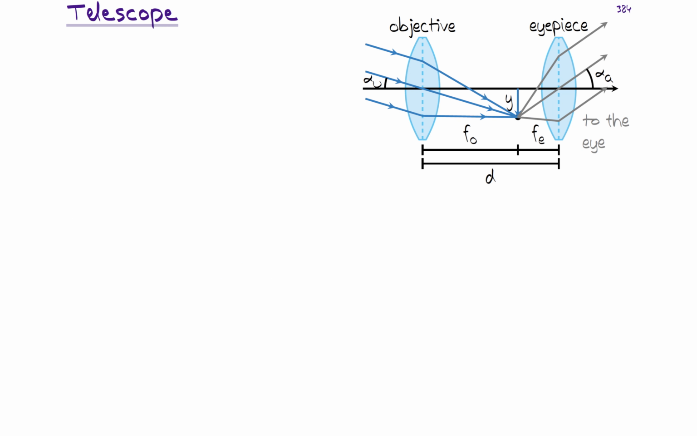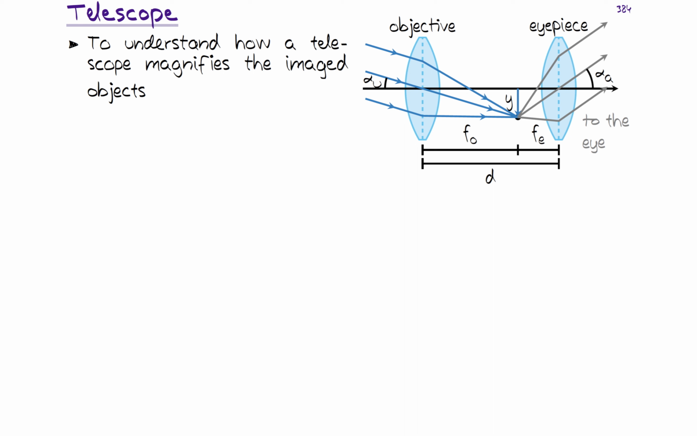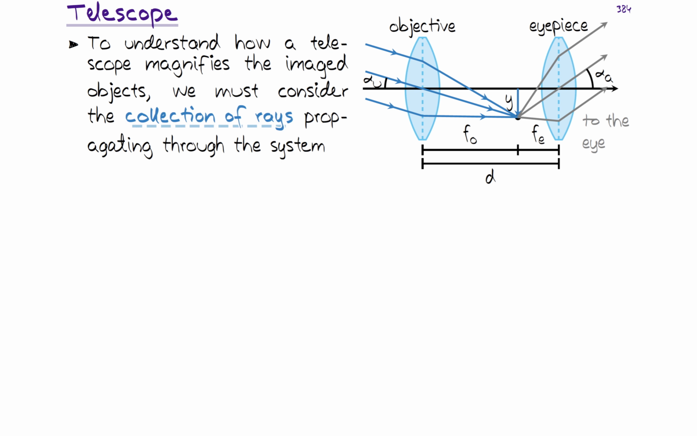Now, let's look next at how we can understand how much a telescope actually magnifies my distant object. So let's look at a collection of rays in a similar way as we did with the magnifying glasses, and understand the magnification of my system. So let's consider a collection of rays as shown in the figure, a bundle of rays.